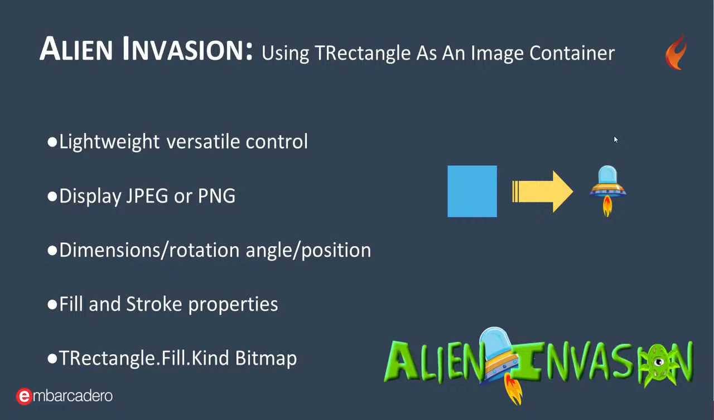The T-Rectangle fill kind property can be set to bitmap, which will paint the face of the T-Rectangle with the bitmap property you set up as a T-bitmap brush. The T-bitmap brush has a wrap mode property which controls whether the bitmap will be tiled or stretched to cover the face of the T-Rectangle. In most cases, I use the tile stretch setting for the wrap mode within these games.